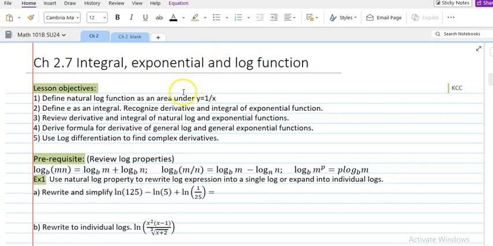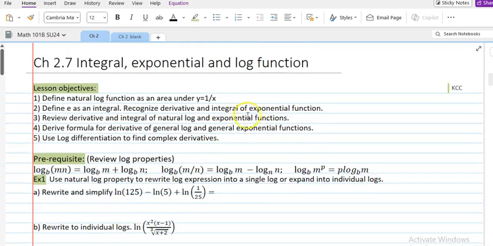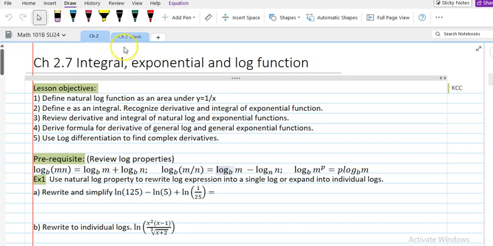Hello, calculus student. This video is for chapter 2.7, Integral of Exponential and Log Functions. You might say, oh, Miss Chan, we have already learned the integral of the exponential function using the exponential formula, because we know at least some formulas for finding the derivative and integral of a log function.